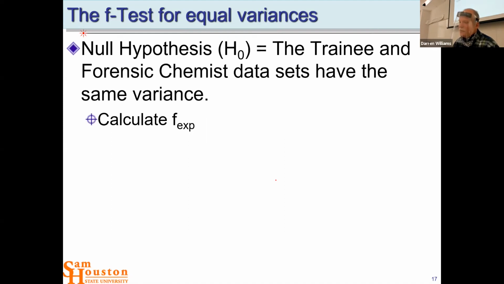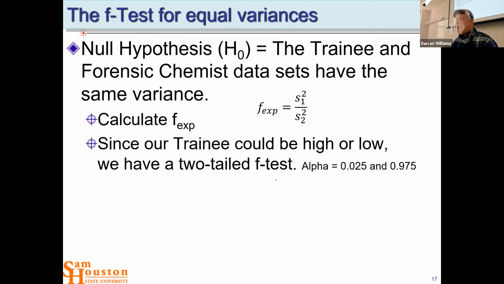So we calculate F experimental, and it's a very simple calculation. The t-test is a mess. You've got to do the pooled standard deviation. You've got to decide when you're using degrees of freedom and when you're using data points. You've got to take the difference of the means. But this one is just the variances, one divided by the other. Okay.